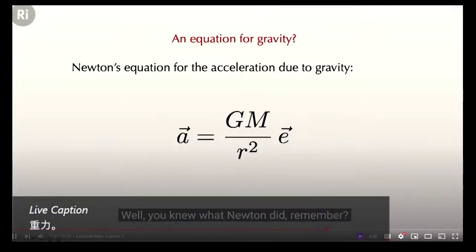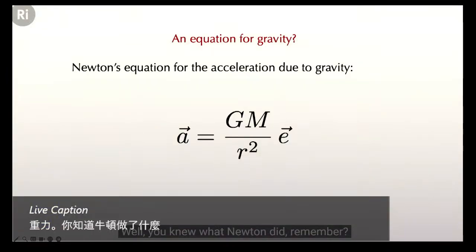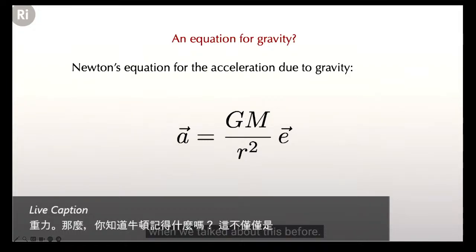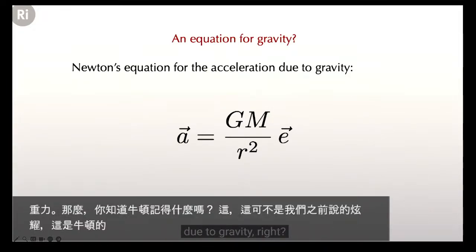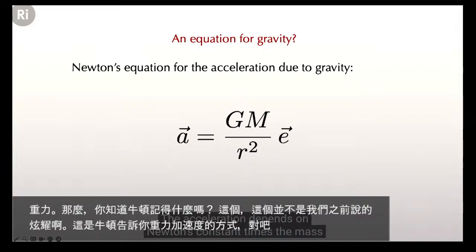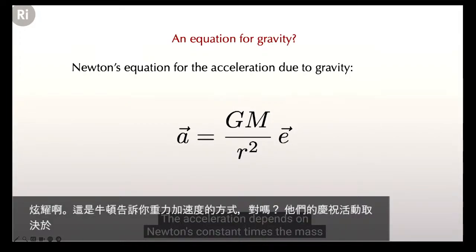Gravity. Well, you knew what Newton did. Remember, this was not just showing off when we talked about this before. This is Newton's way of telling you the acceleration due to gravity, right? The acceleration depends on Newton's constant times the mass of the Earth or whatever it is causing the gravity, divided by the distance between you and the Earth squared, the center of the Earth in this case.